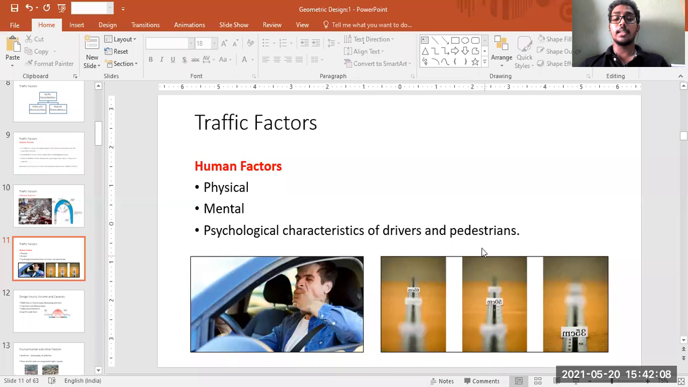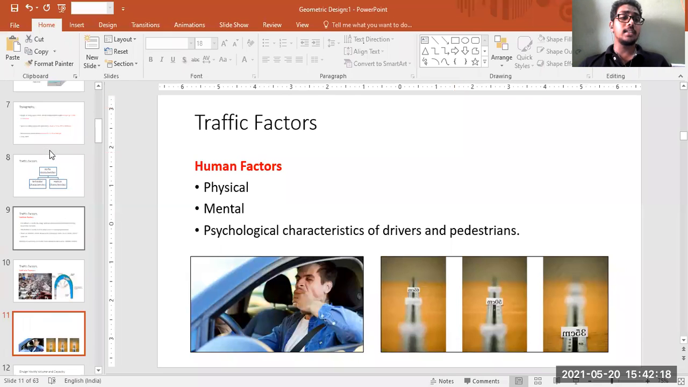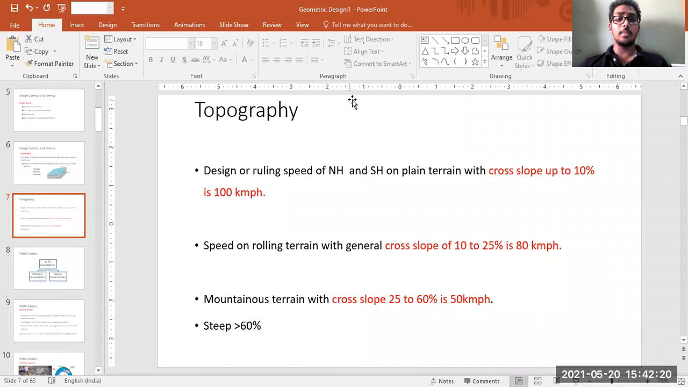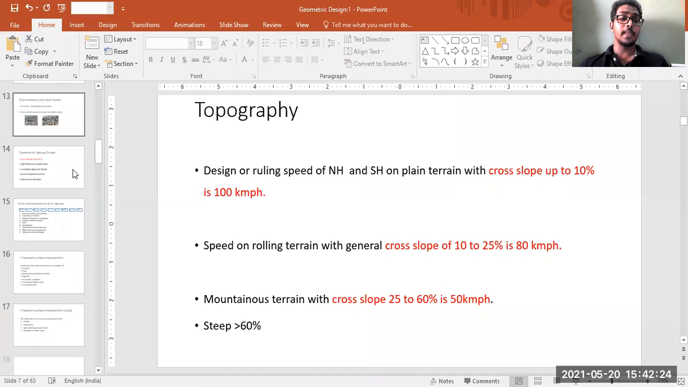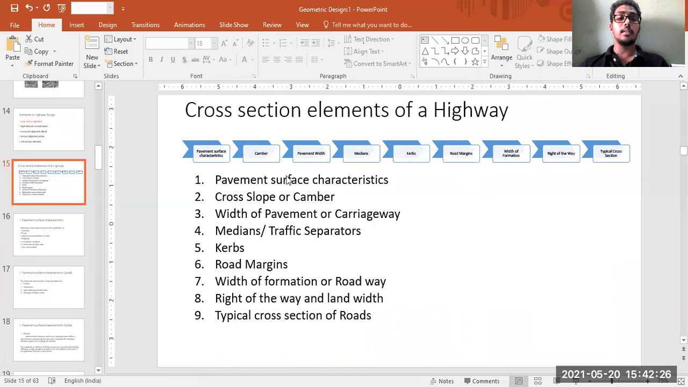So in order to make the person alert, we need to give types of signs and give slight deviations from the horizontal road. So these are some of the factors I told in the last class. Topography is one of the reasons how we are going to design the highway, and we are presently discussing what the cross section elements of a highway are.